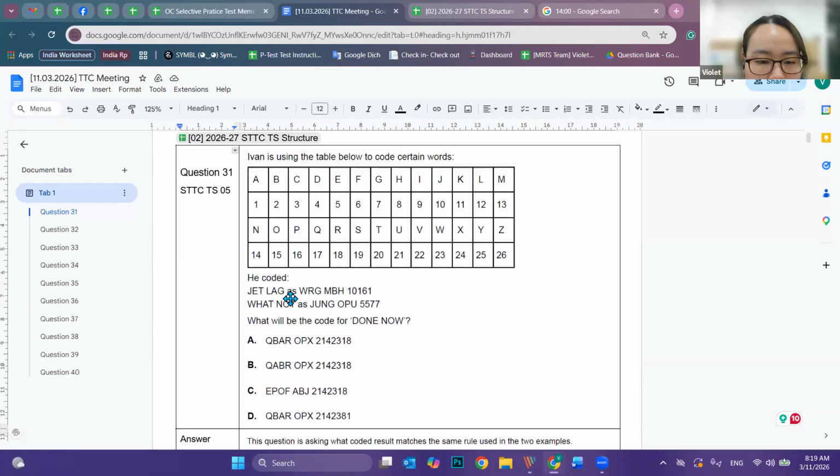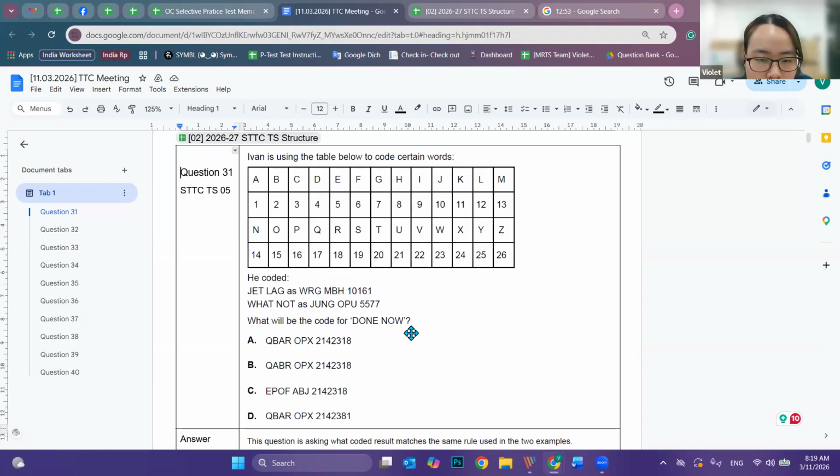So we need to find the difference between W and M. W is 23 and M is 13, so the difference will be 10. R and B: R is 18 and B is 2, the difference is 16. G and H: 7 and 8, the difference is 1.